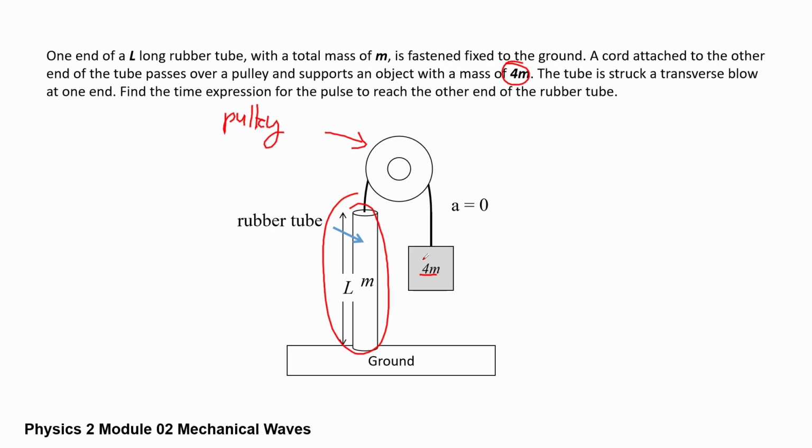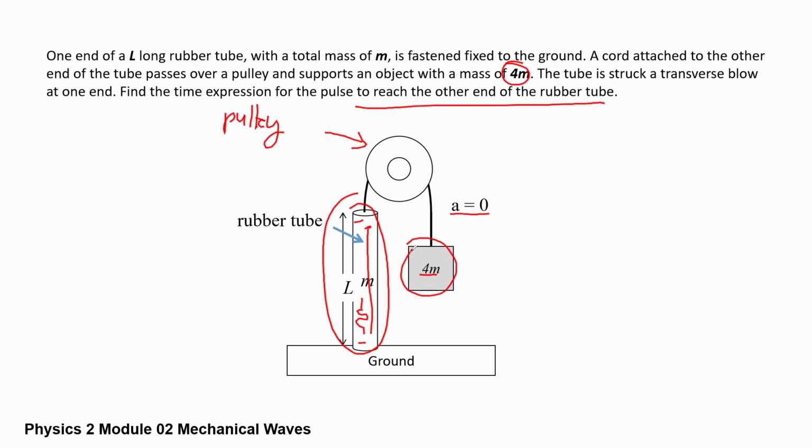The tube is struck a transverse blow at one end, so it's struck either here or here. Find the time expression for the pulse to reach the other end of the rubber tube. As you know, when you strike it from one end, a pulse is generated and it travels towards the other end of the rubber tube. We also note that there is no movement here. The acceleration here is 0, so it's in equilibrium.